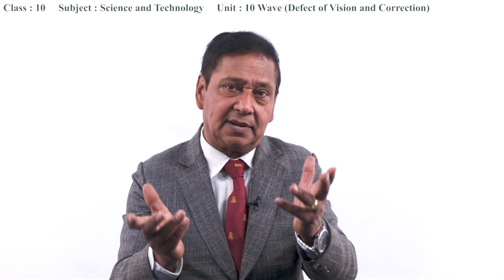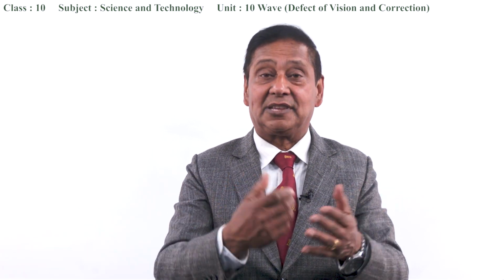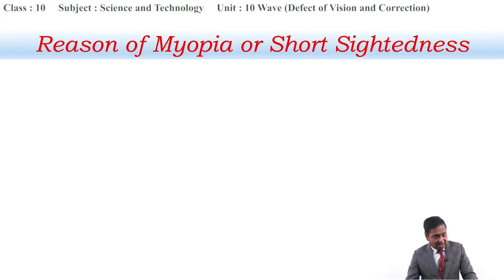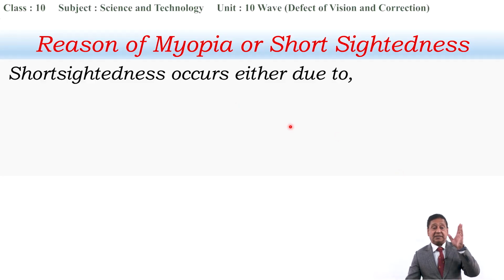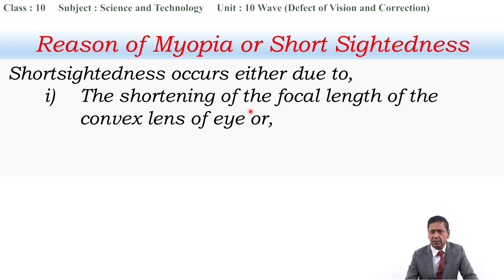Now, what exactly is the reason for short-sightedness? Why do some people have the eye defect of short-sightedness while some do not? In science, it is told that short-sightedness occurs either due to the shortening of the focal length of the convex lens of the eye. It means the convex lens is becoming thick and the focal length is becoming short, and then we will have myopia. This is one of the great reasons.